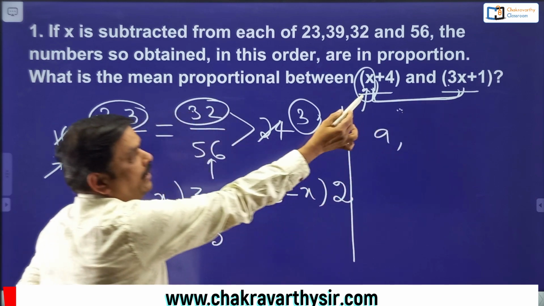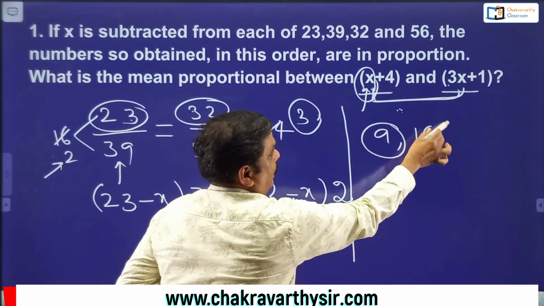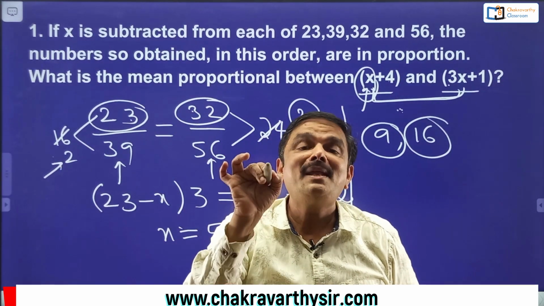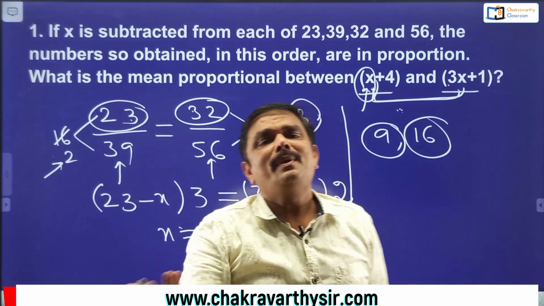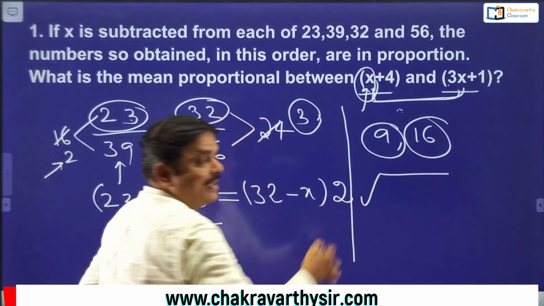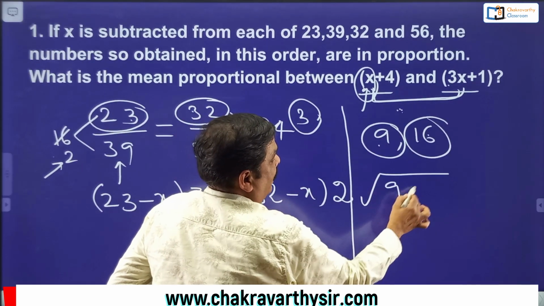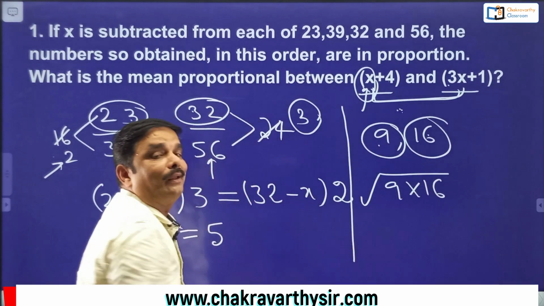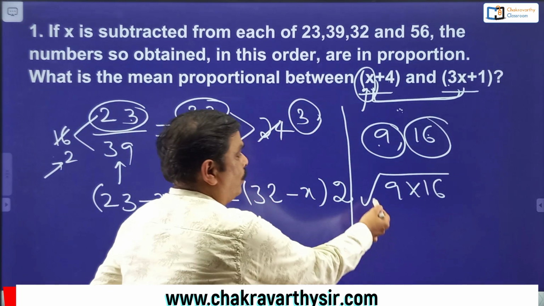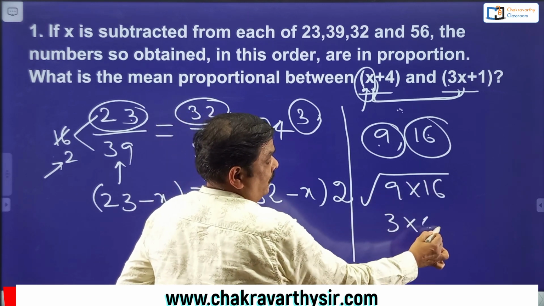3x plus 1, 3 into 5, 15 plus 1, 16. Now the numbers are 9 and 16. I need to find out the mean proportional of that one. So the mean proportional has a direct formula, for A and B, the mean proportional is under root A into B. 9 into 16. We discussed this one in the regular courses. Mean proportional direct formula. So here root 9 is 3, into root 16, that is 4.